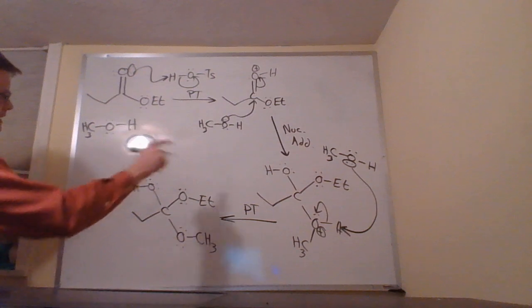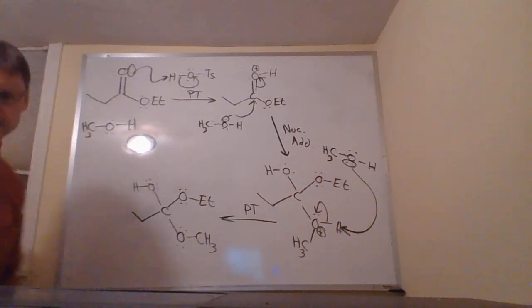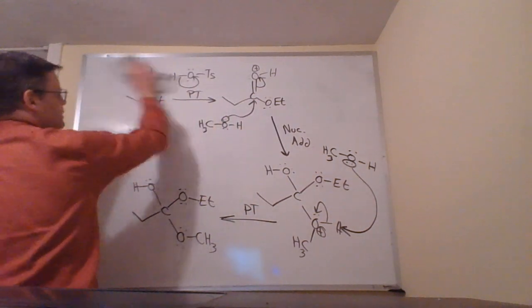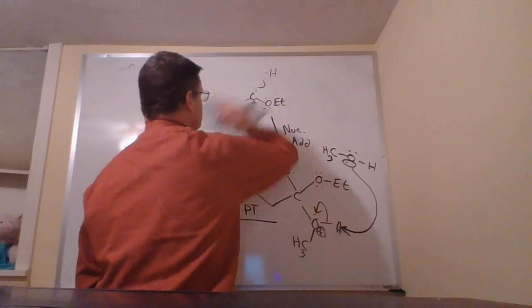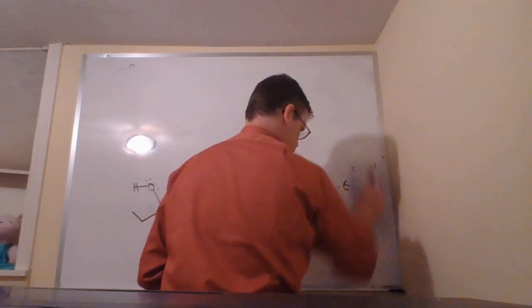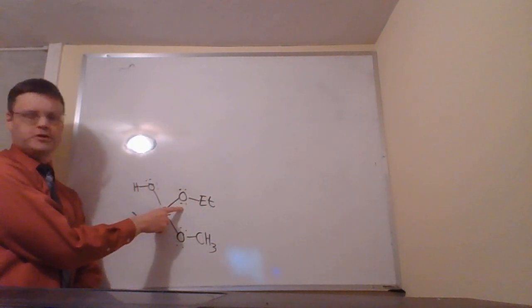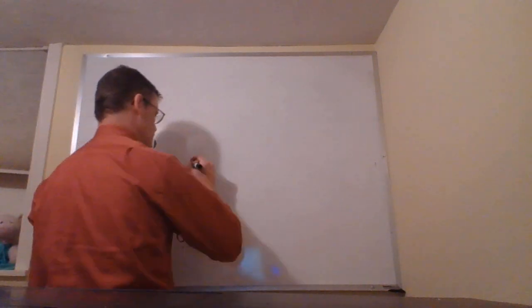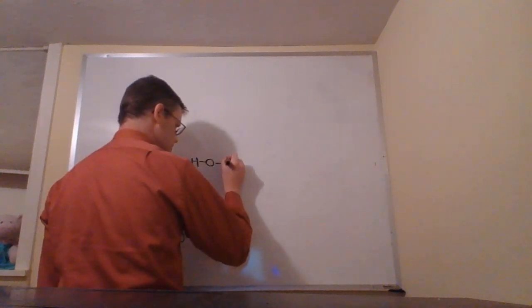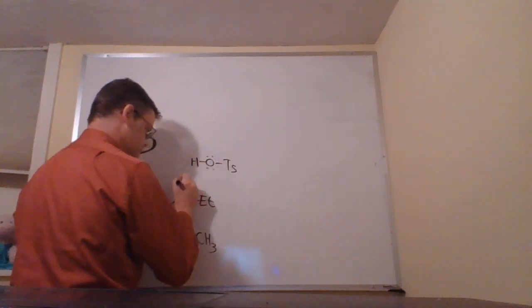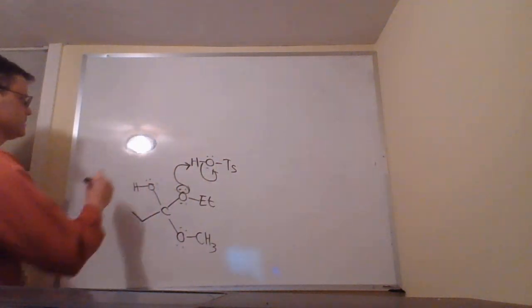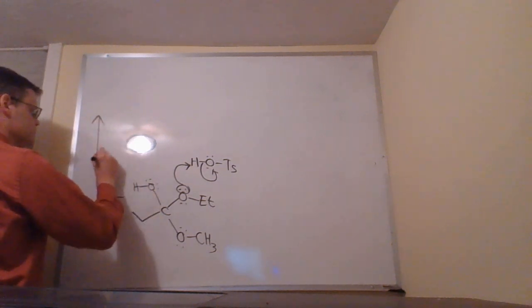I'm going to keep going around the board here, but I'm going to erase a couple things before I do that. Remember that this is our leaving group. We need it to leave, and we're going to do that by protonating it first. I'm going to take my acid. I'm using tosic acid. This could also be sulfuric acid. So I'm going to come over here and do a proton transfer there.